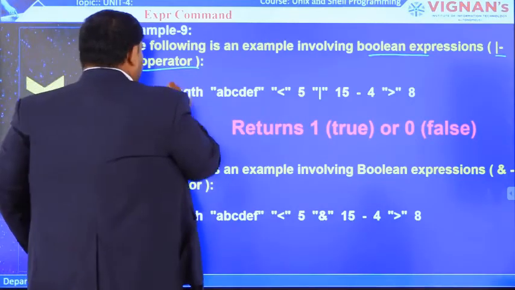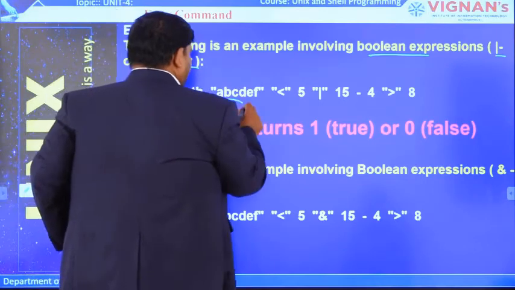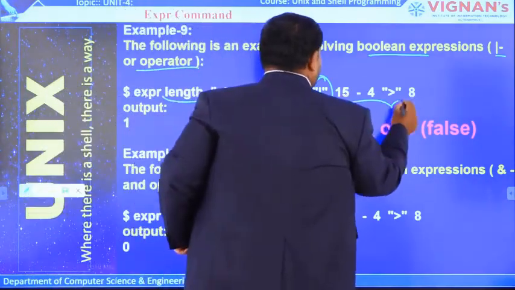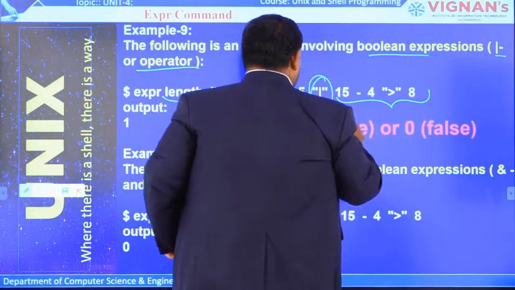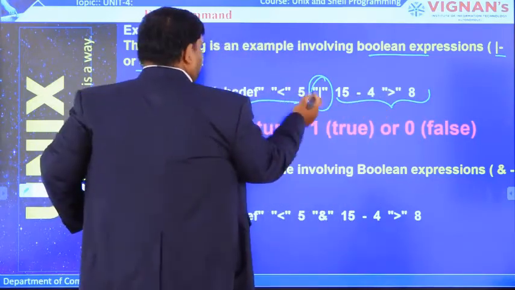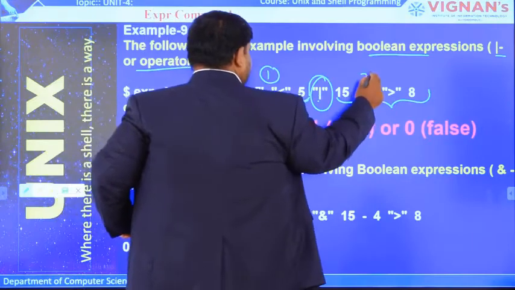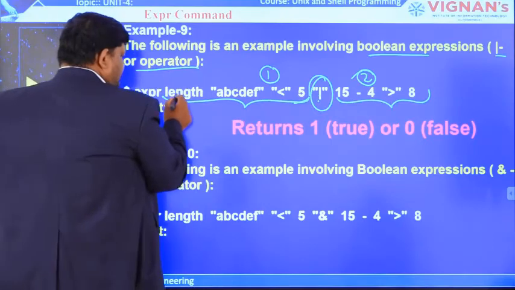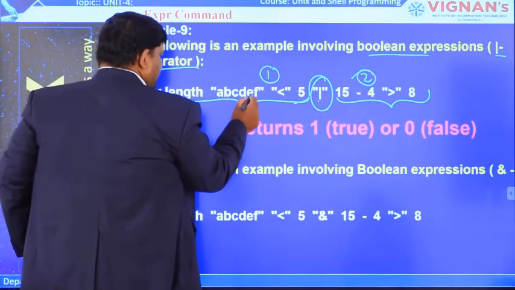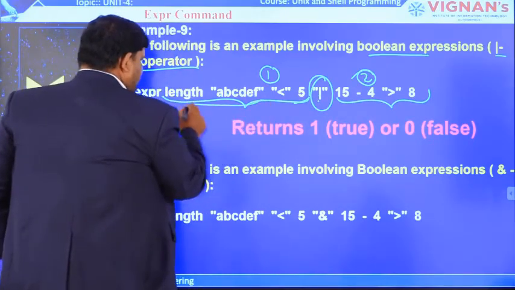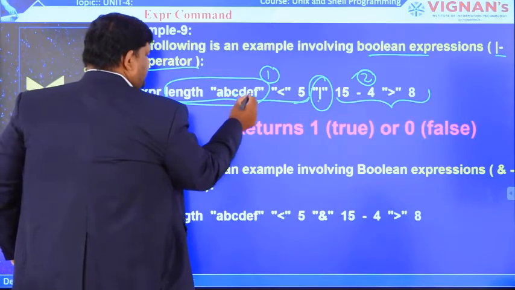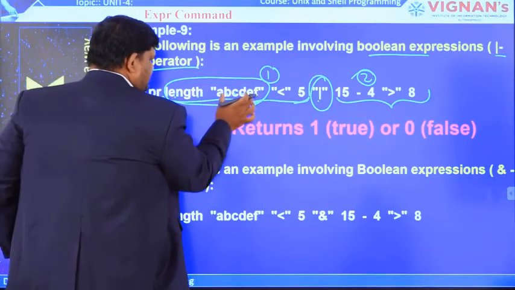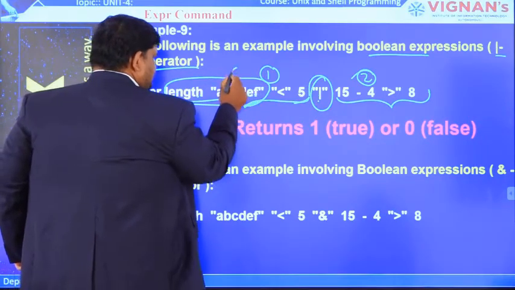EXPR, here we are writing a total of two operations. One is the length operation, then this is the OR operator, and this is another expression that we are going to evaluate. That means we have to perform two operations: one before OR and a second one after it. In the first operation, we find the length of ABCDEF. Counting 1, 2, 3, 4, 5, 6, the length of the string is 6.